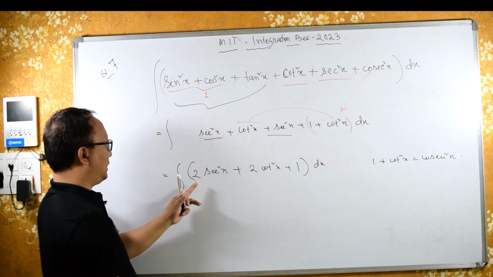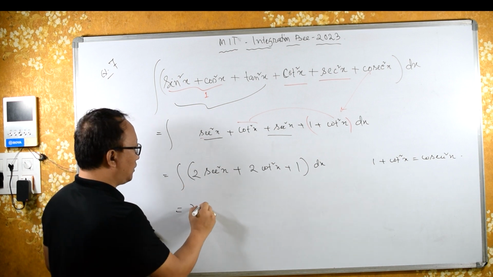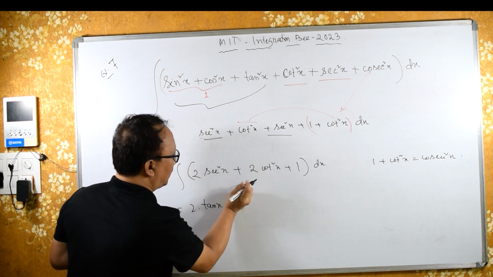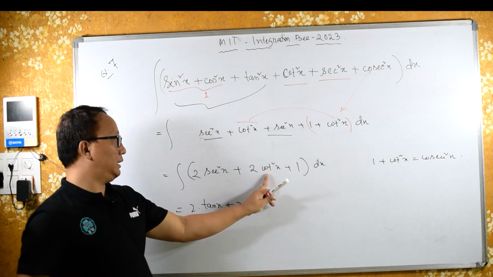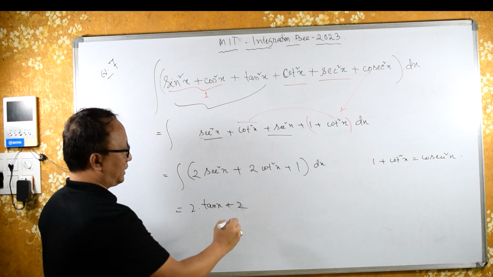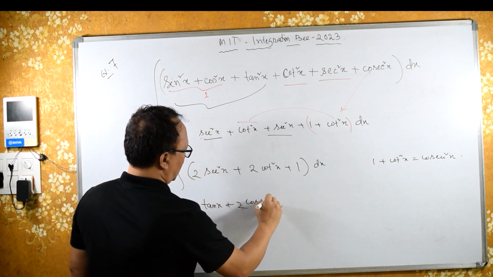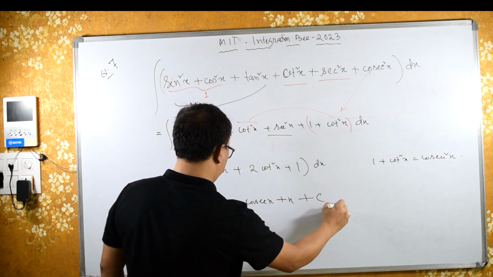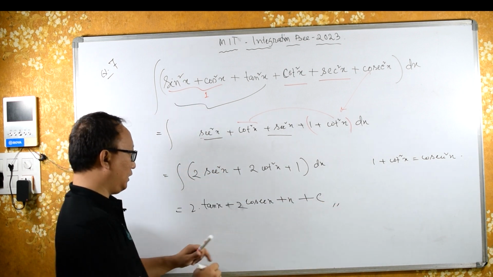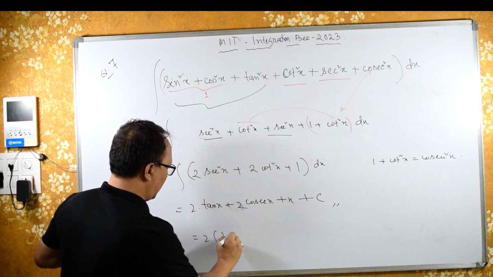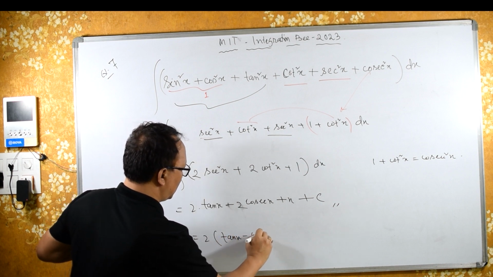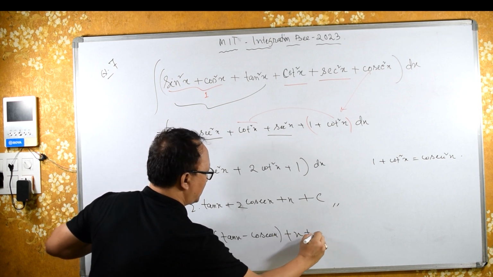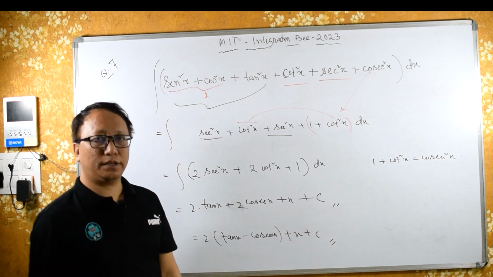Now integrate this. 2 is constant, so take it outside. The integration of sec square is tan x, plus minus 2 here, the integration of cot square x is minus cot x minus x, and the integration of 1 is x, plus some constant. From here you can take 2 common: 2 tan x minus cot x plus c.